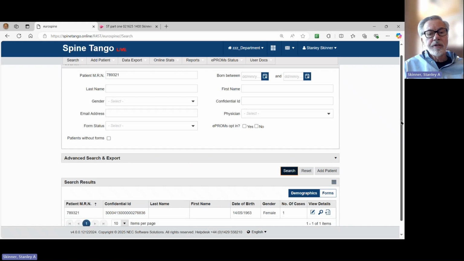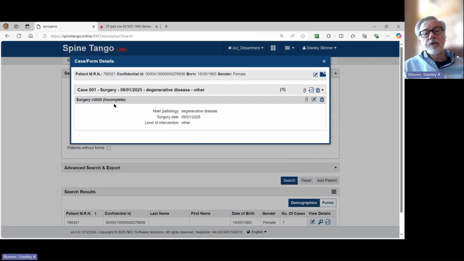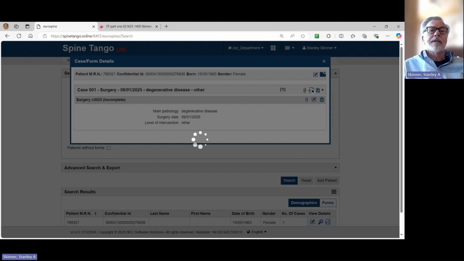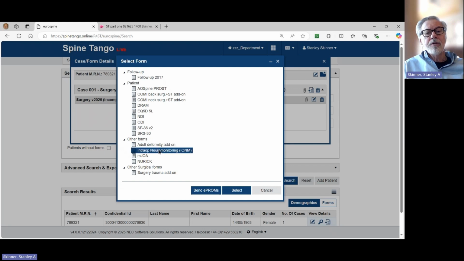And we find the patient, and note that there is a case report form available. We hit the magnifying glass icon to view details. And we see there is a surgeon form that has been entered, although it's incomplete. Now, as I indicated in part 1 of this series, we can add a form. When we do that, taking just a few moments, we will see a drop-down list of forms, and we will highlight the intraoperative neuromonitoring form and select that.